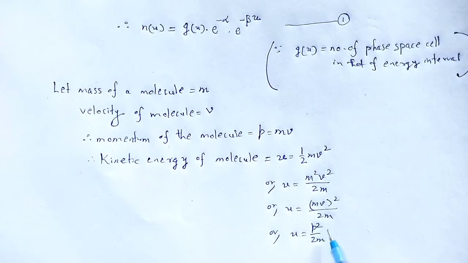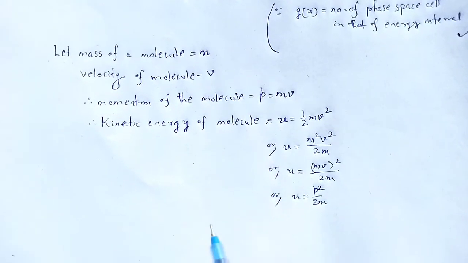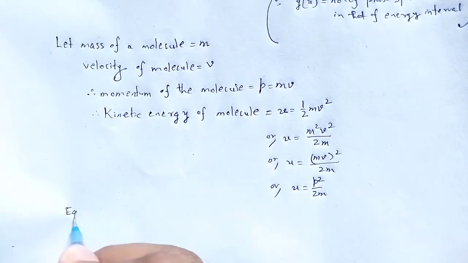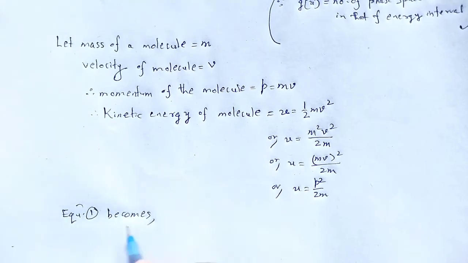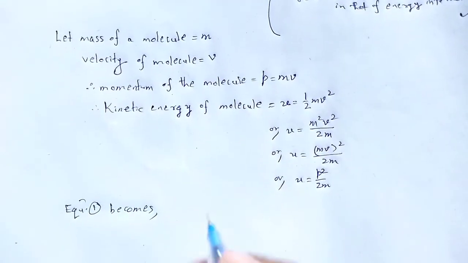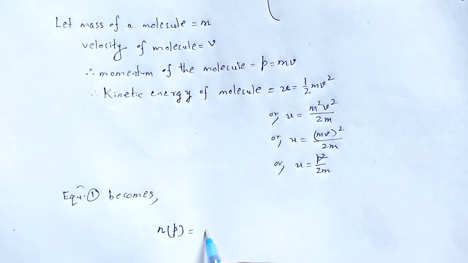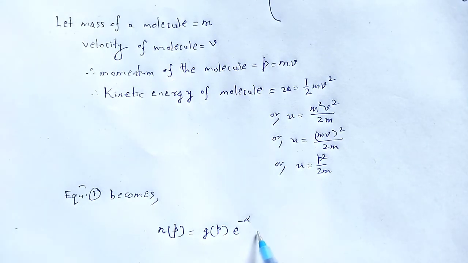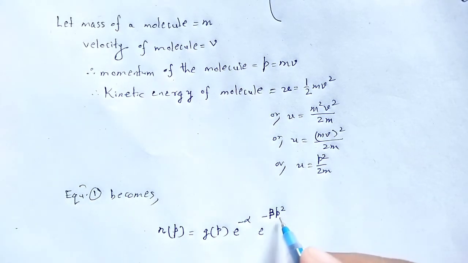Now putting the value of U in the respective equation, equation 1. So equation 1 becomes Np is equal to G of p, e to the power minus alpha, into e to the power minus beta p square divided by 2m.